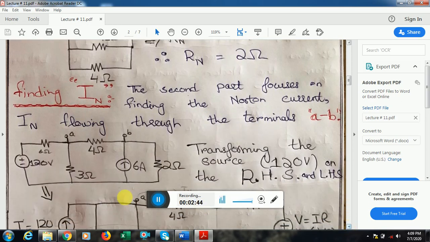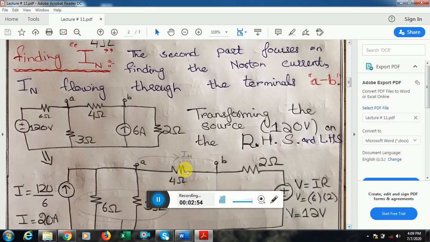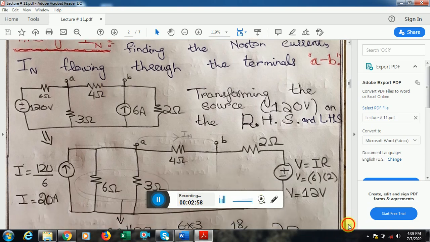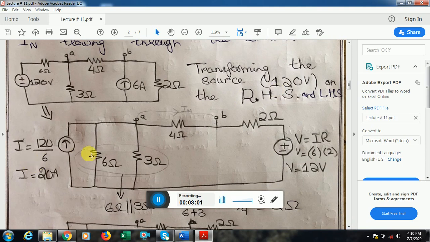So I come across the same circuit. I put the 120 volt back and the 6 ampere current back in the circuit. Now what we do is we have to find the current flowing through the terminals A and B. So I can solve this circuit by doing source transformation. What I do is I do a source transformation over here at my left hand side and over here as well at my right hand side. This is the terminal A, and the entire circuit would remain the same, and I'm not disturbing this terminal B, and I'm just taking the source transformation over here.